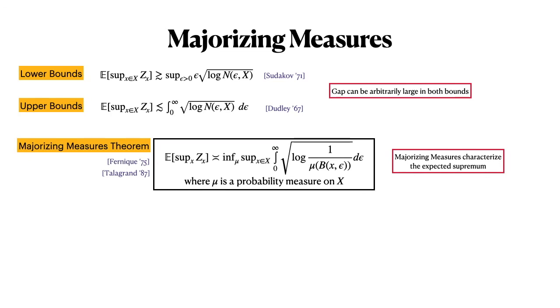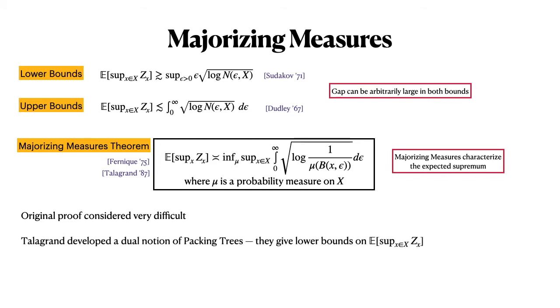So Talagrand showed that this majorizing measures bound is tight up to constant factors. So majorizing measures in fact characterize the expected supremum of Gaussian processes. The original proof of this theorem was considered very difficult, and the key insight of Talagrand was a notion that was dual to chaining trees. So Talagrand developed a notion of what we call a packing tree. So they gave lower bounds on expected supremum, just as chaining trees gave upper bounds.